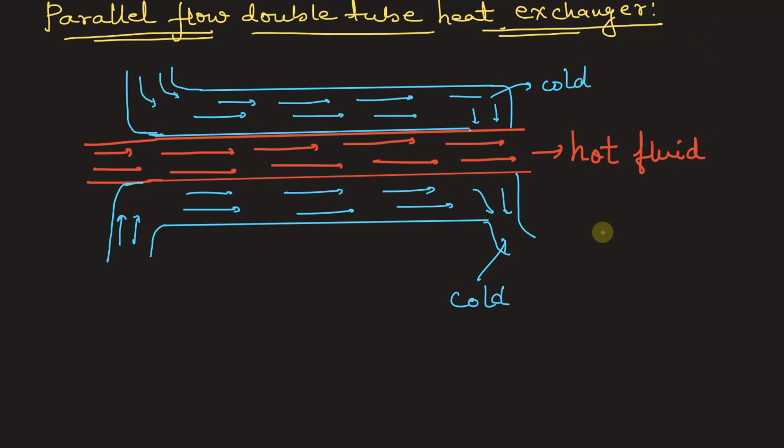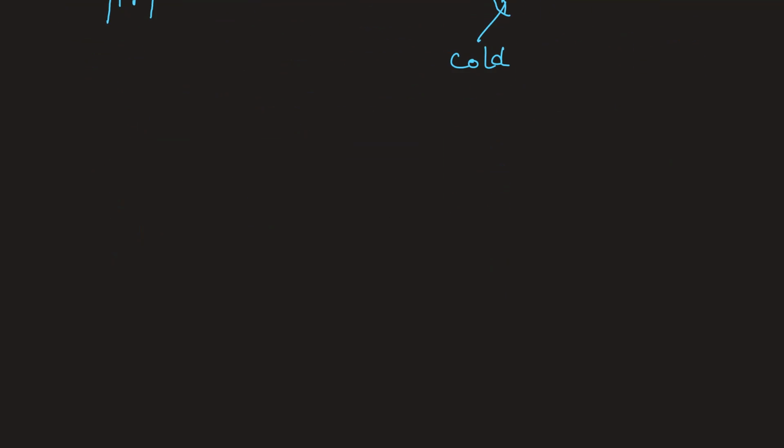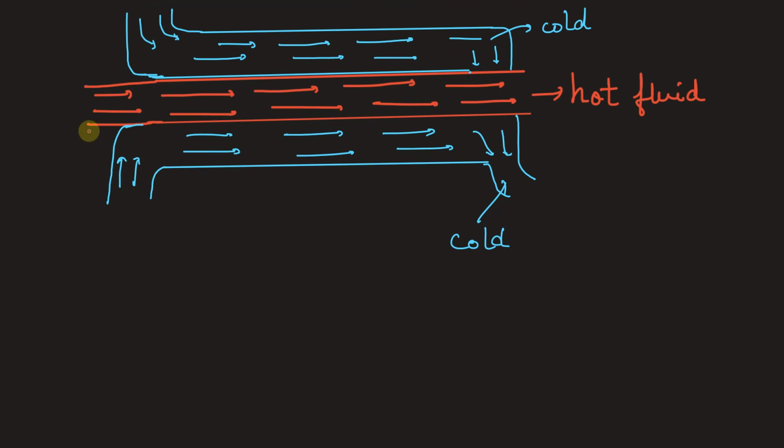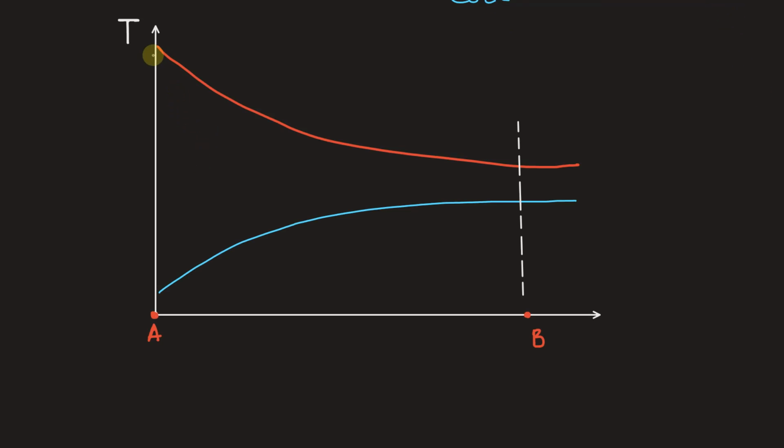Now let's see the variation in temperature of these two fluids throughout the length, through the endpoints. So let's say here this is point A at the beginning of this tube, and this is point B at the end of this tube. So we can plot the temperature-length graph of this heat exchanger as follows. Now this is the temperature versus length graph of the parallel flow heat exchanger.